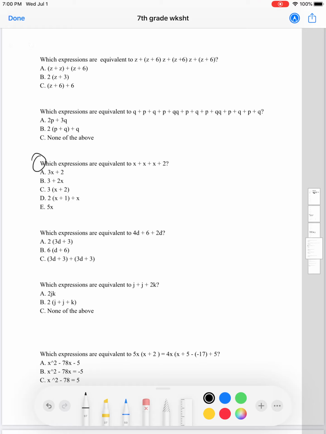Now, which expressions are equivalent to x plus x plus x plus 2? Well, our like terms are x, x, x, because they share the same variable and they share the same power of 1. So we can combine these three x's together, giving us 3x plus 2. Now, from these options, which one resembles this? Well, obviously, you can see that A resembles 3x plus 2. But is that it? You have to check all these answers so you can get all of the expressions.